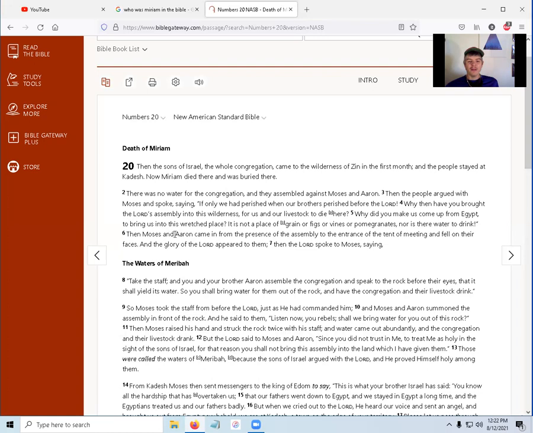Then Moses and Aaron came in from the presence of the assembly. Okay, so the presence of the assembly, the Lord's assembly. Moses and Aaron came in from the presence, so they left the presence of the assembly to the entrance of the tent of meeting.